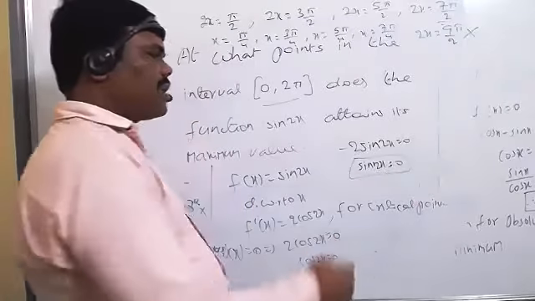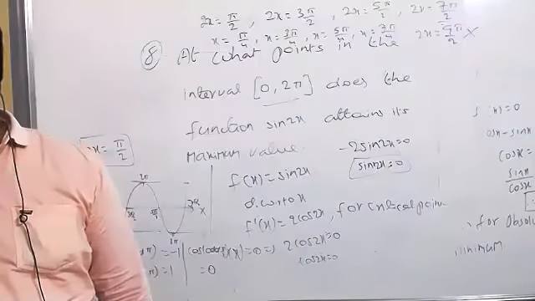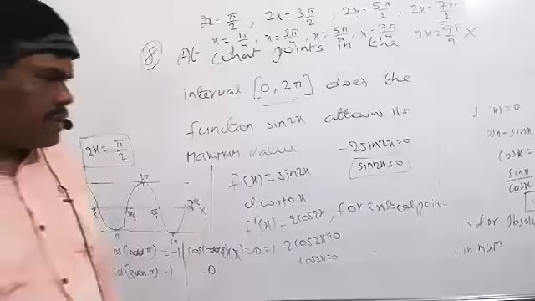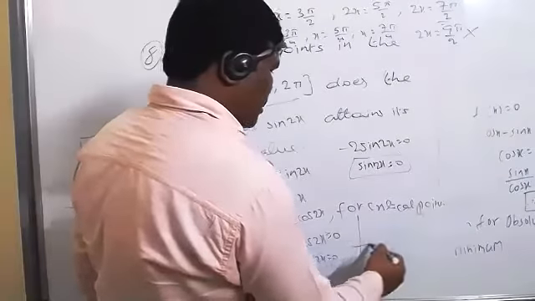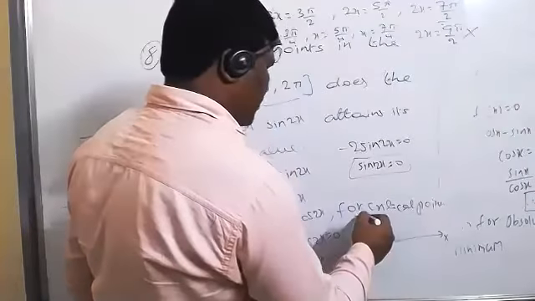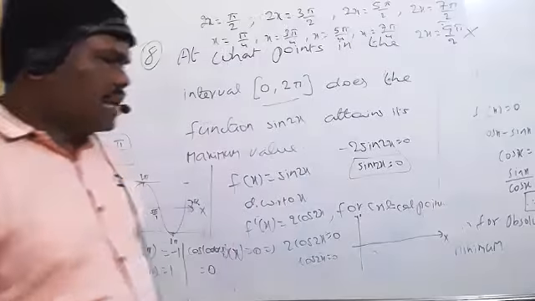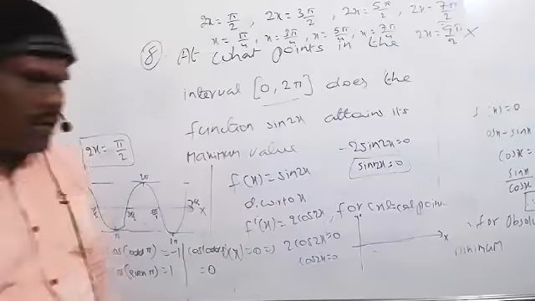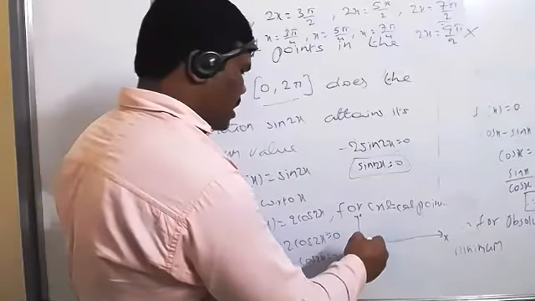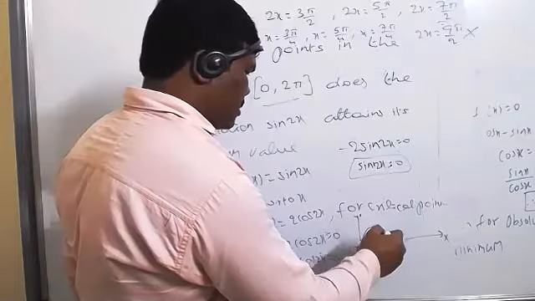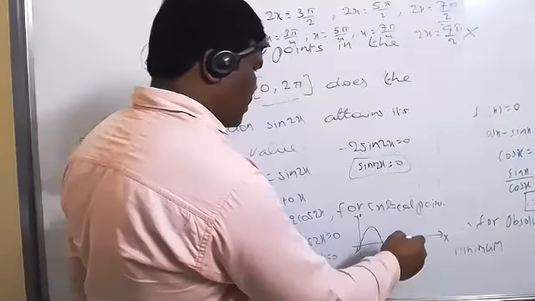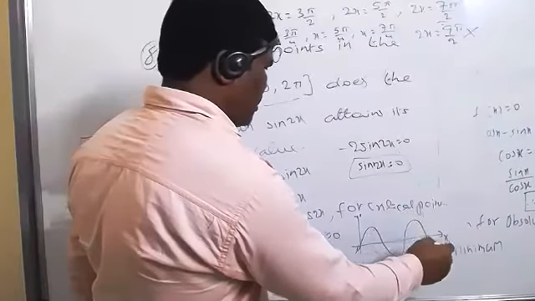But in this case, how to find the points? Here also you can take the same graph immediately, then you will get more idea about that. X-axis and y-axis. The graph of sin x is always passing through the origin. Passing through the origin. That means the graph we are getting here is like this. We are getting like this. Okay? Take it.